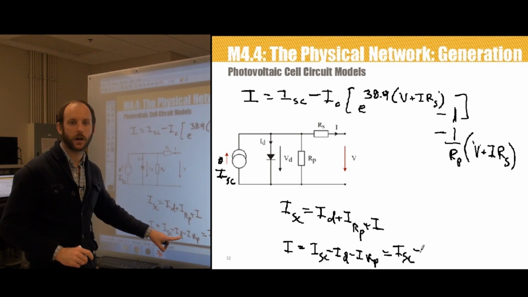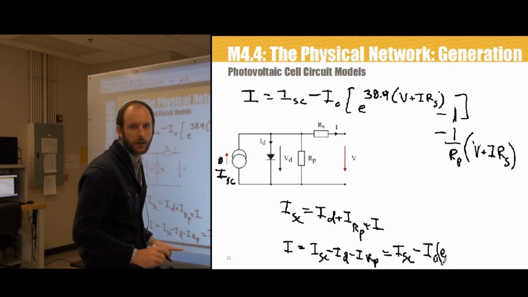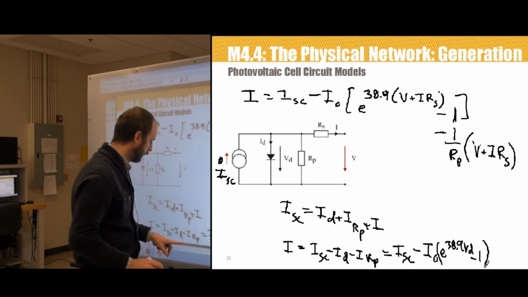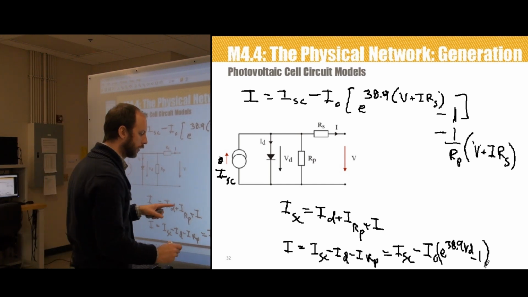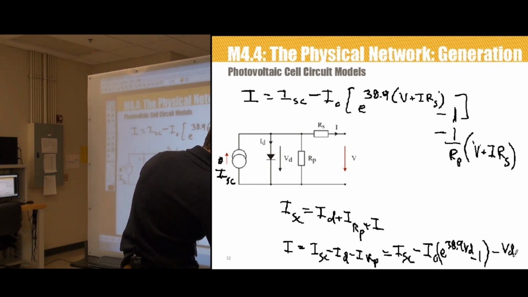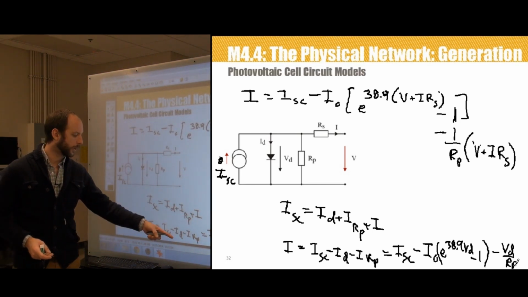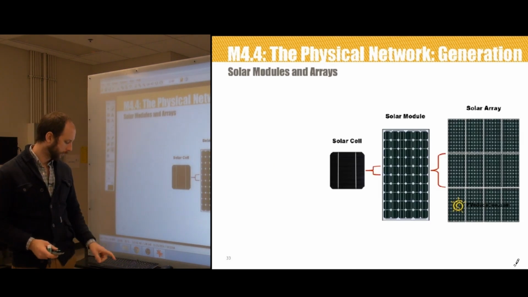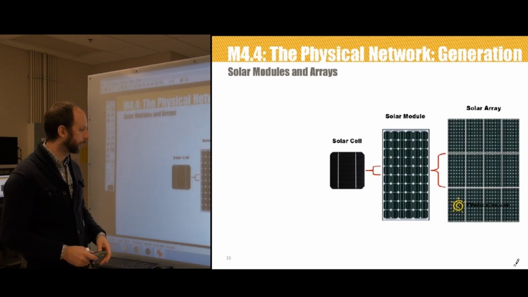ID is the Shockley equation, I0 times e to the 38.9 VD minus 1. And then IRP is just VD over RP. So this equation we can solve using that iterative method, which we're going to apply, whoops, I guess maybe in a later example. I thought it was the next slide.